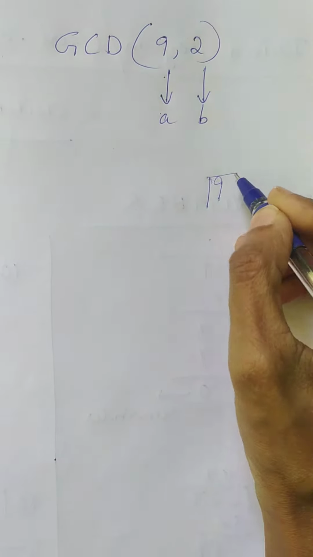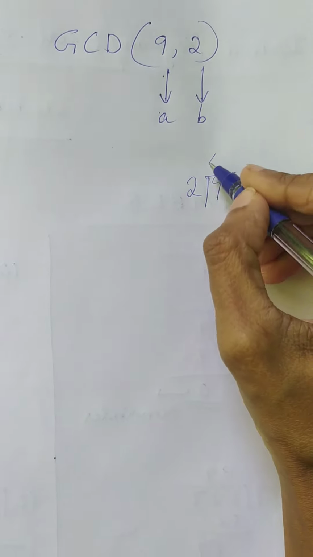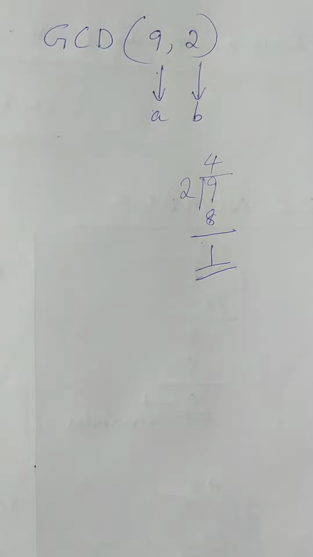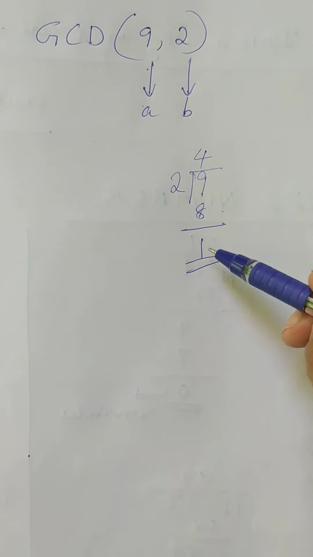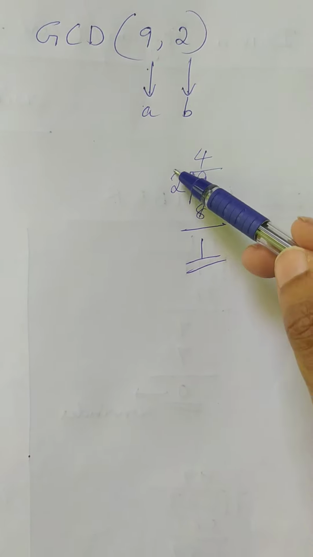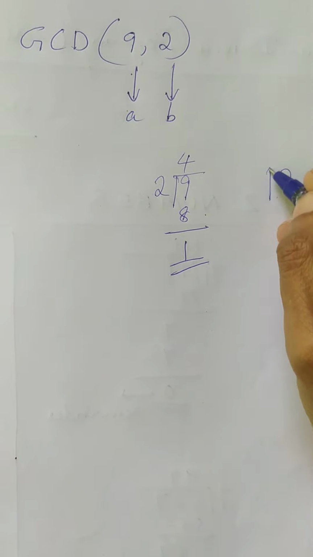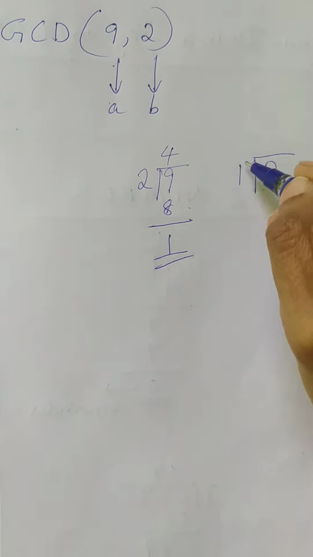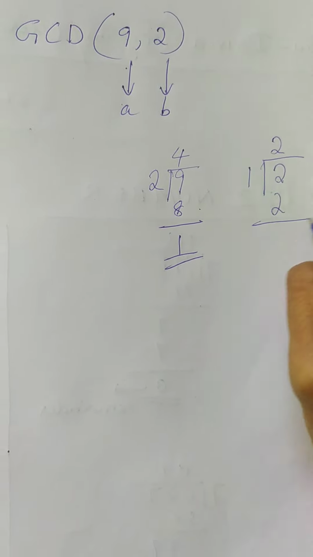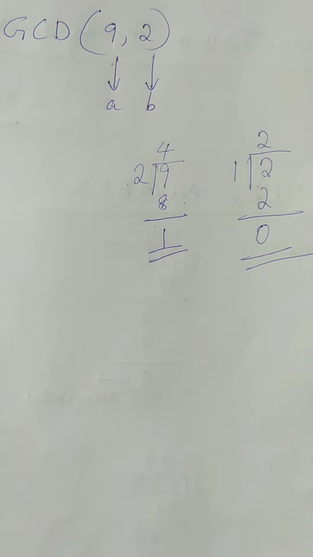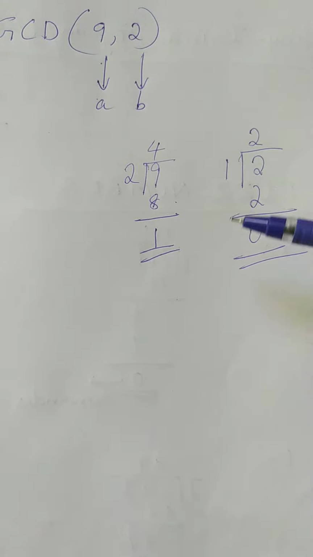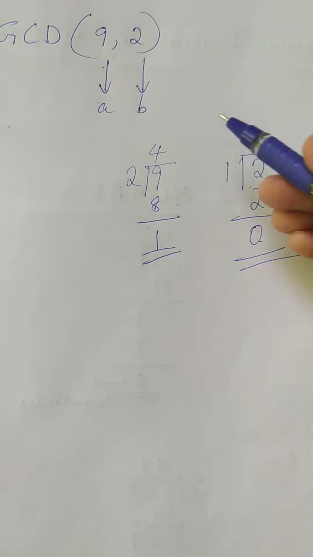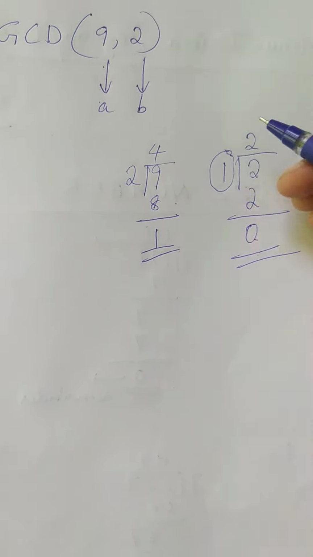I will divide 9 by 2. How much am I getting? 4, and 1 remainder I will get. Next time when I divide, I will divide this number by this. So 2 divided by my new remainder, that means 1. How much am I getting? 1 into 2, 2. Remainder I am getting 0. So repeat this division till you get the remainder 0. Then this number will be your GCD.